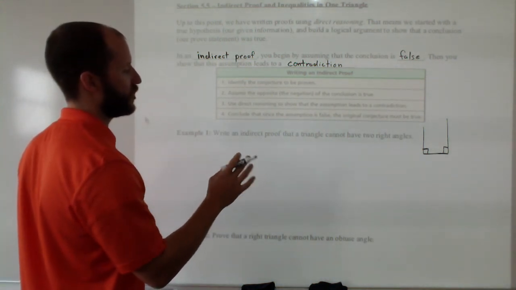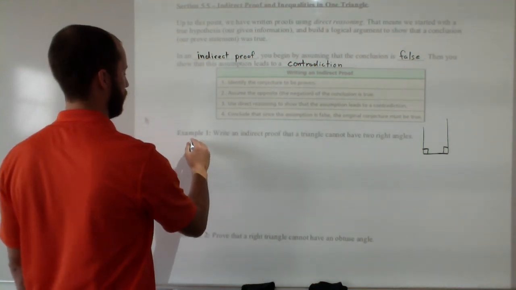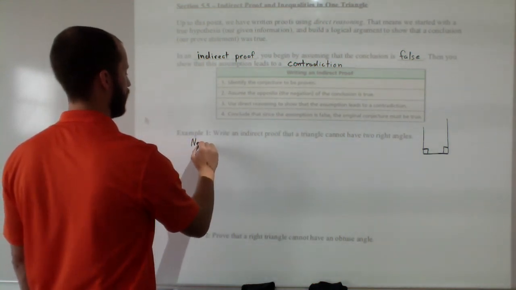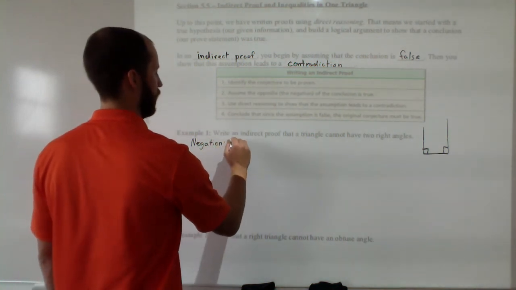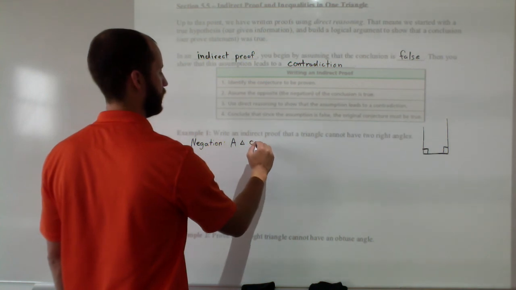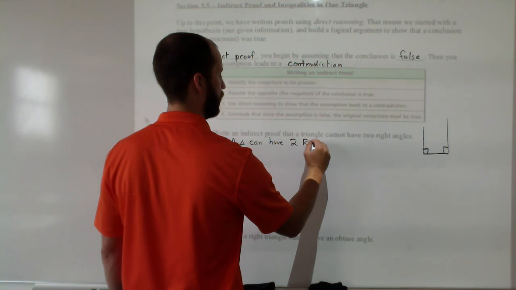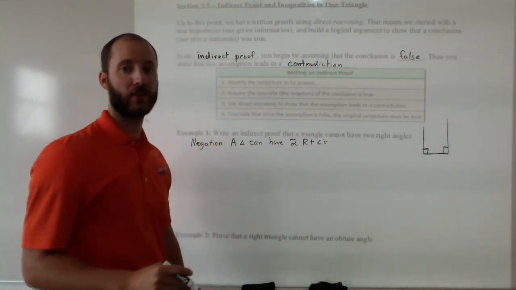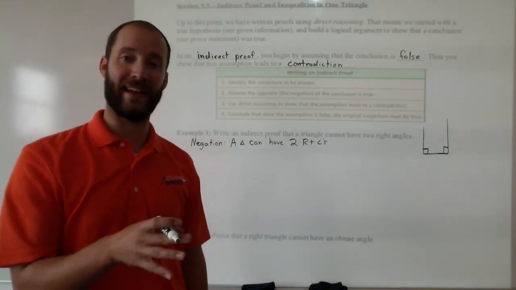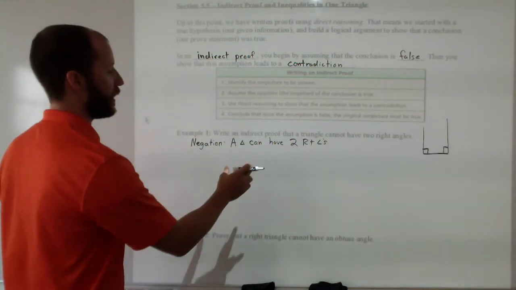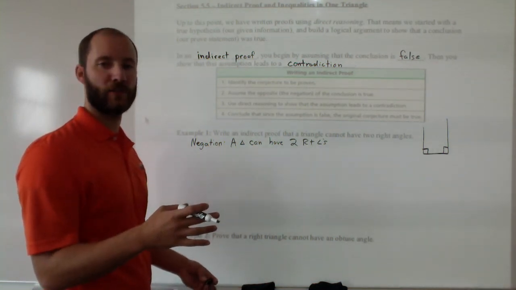First, you want to assume the opposite of the conclusion. So, we'll start off with a negation. The negation is that a triangle can have two right angles. So just the opposite. They say that it cannot, we'll say it can. Okay? Now that becomes a given. We assume that to be true.